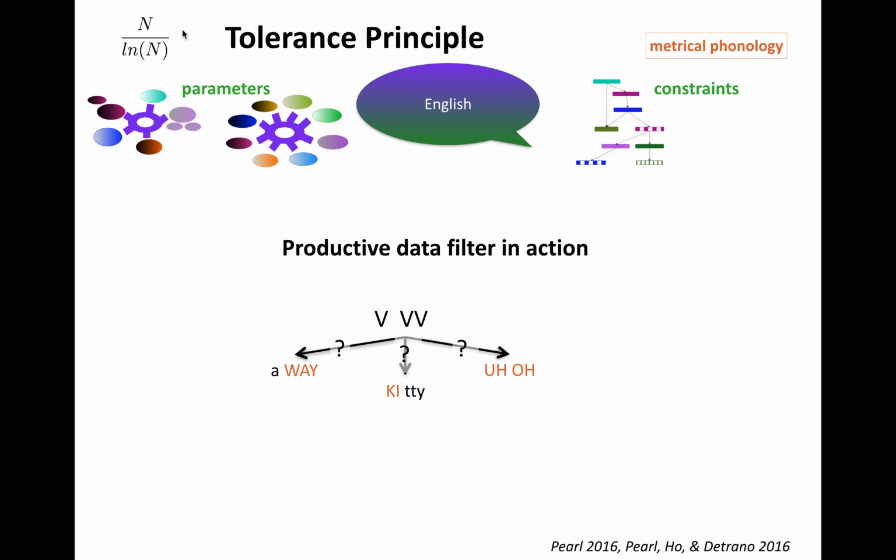Let's see an example of this productive data filter as implemented by the tolerance principle in action. So we're going to consider a syllabic word form where you have a short vowel syllable for the first one, like "kitty" or "uh-oh," and a long vowel syllable for the second one, like "way," right? So "way," "kitty," "uh-oh," these are three different stress contours for the same syllabic word form.